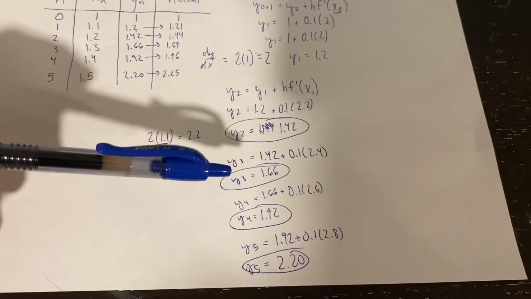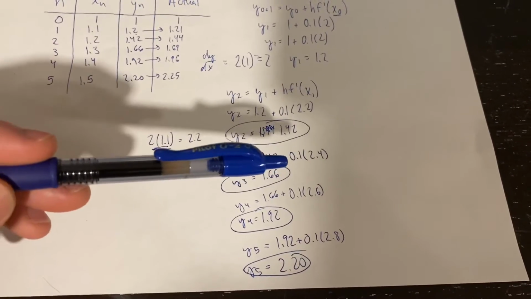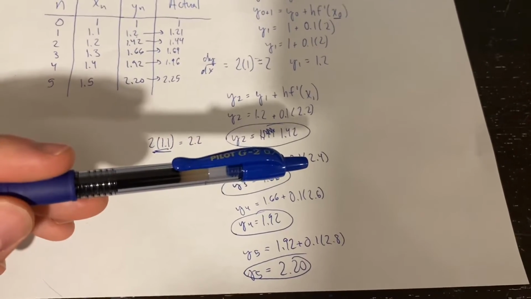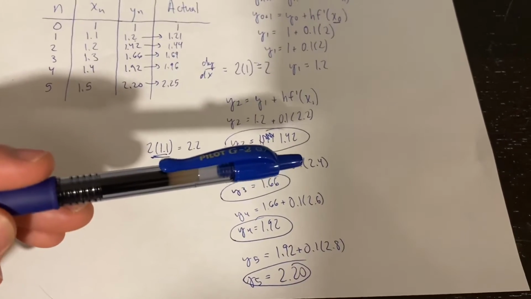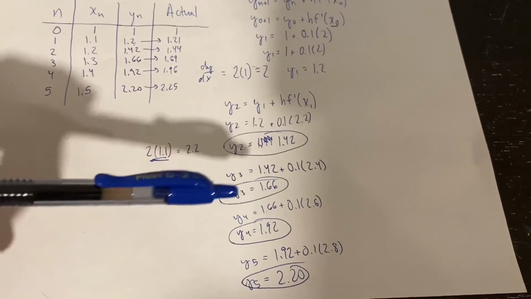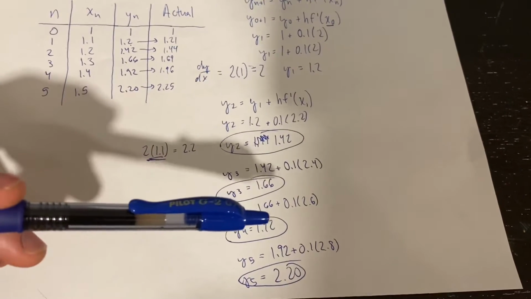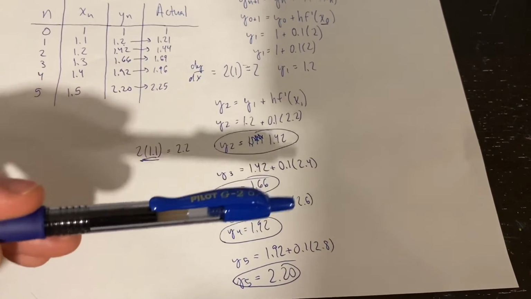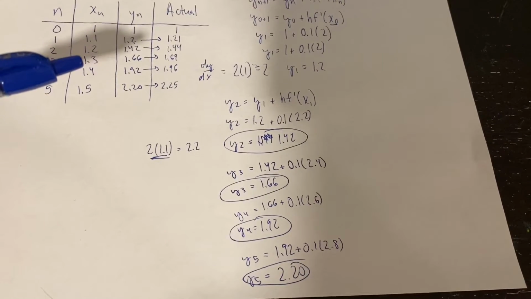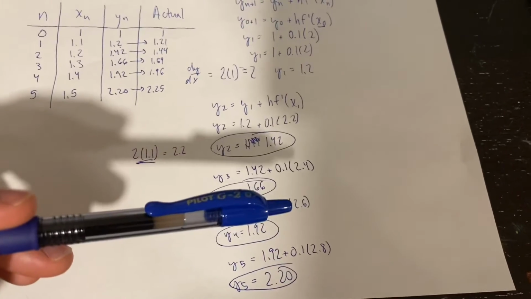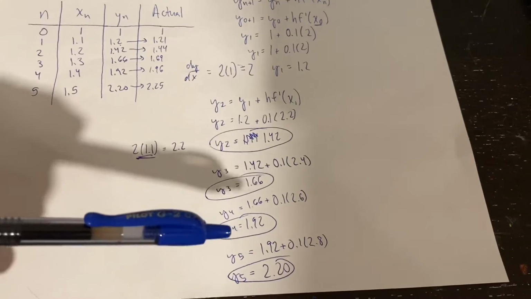Repeating this process for the next three, we have y sub 3 equals y sub 2, 1.42, plus the step size times 2 times 1.2, which is 2.4. So y sub 3 is 1.66. For y sub 4, we have y sub 3, 1.66, plus the step size, 0.1, times 2 times x sub 3, 1.3, which is 2.6. And that gives y sub 4 equals 1.92.